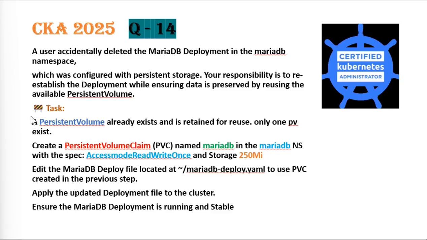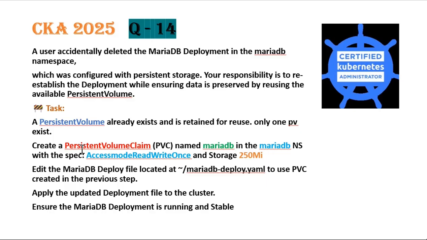Before we go there, our task is simply... we don't need to create a PV. The persistent volume already exists, and as I mentioned, it is retained for use. In your exam, they have clearly mentioned you have only one PV. Make sure, right? Create a persistent volume claim. We need to create a PVC named MariaDB in the MariaDB namespace with the spec: storage is 250Mi and the access mode is ReadWriteOnce.